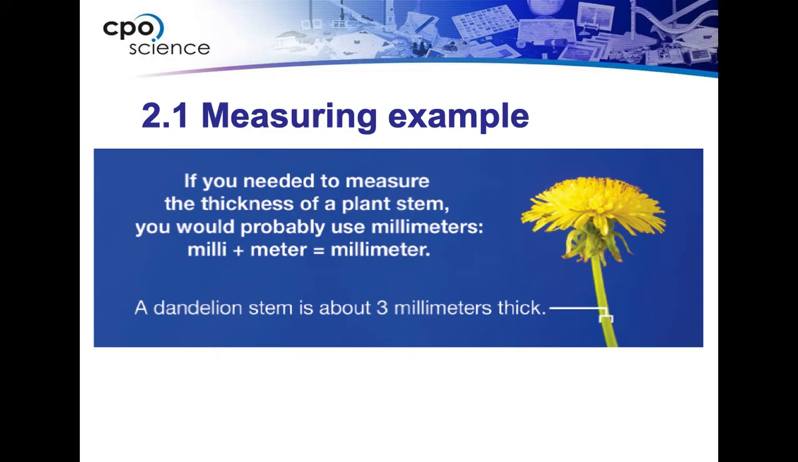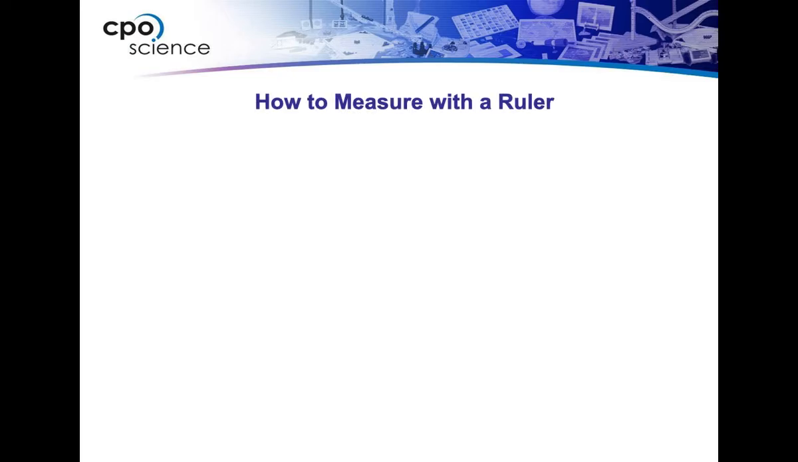So your book talks a little bit about measuring length. If you need to measure the thickness of a plant stem, you would probably use millimeters because it's small. So you have to think about, we have all these units because we can use them based on what we're measuring. If we were measuring from here to Grand Rapids, probably not a good idea to use millimeters, right? Because our number would be really big. We would probably use kilometers because that's a bigger unit. So we adjust our units based on what we need.